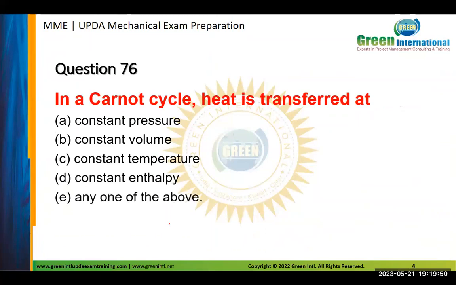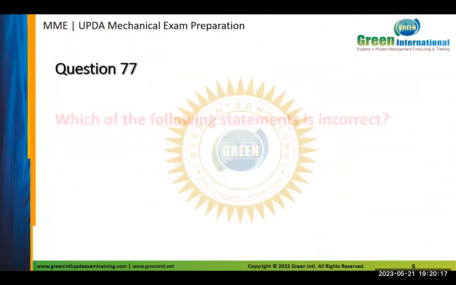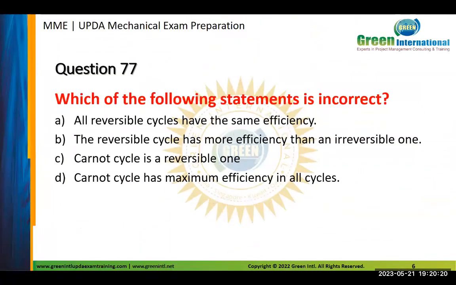In a Carnot cycle, heat is transferred at constant temperature. Same process. Which of the following statements is incorrect?